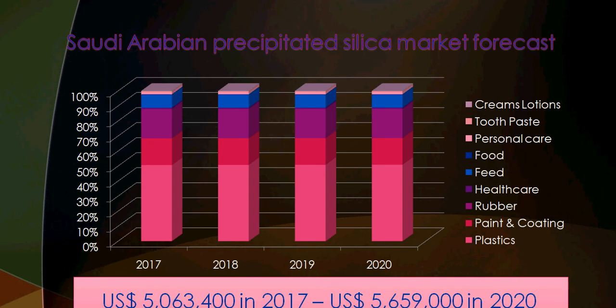Here you can see the Saudi Arabian precipitated silica market forecast from 2017 to 2020. There are many sectors, including plastic, paint and coating, rubber, healthcare, feed, food, personal care, toothpaste, and cream and lotion. However, the largest market is the plastic market. But when the National Tire Company starts tire production, the rubber sector will increase. So the total is about 5 million tons in 2017, and it will reach 5.659 million in 2020.